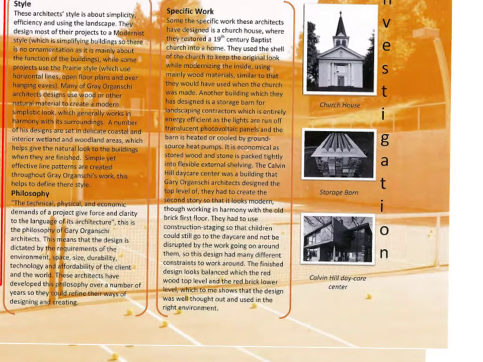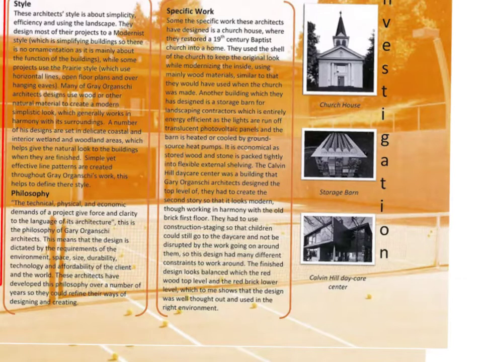Over here the student has talked about some specific works by Gray Organishi. In this case, the daycare centre, storage barn and church house. And the fundamental thing that all of these buildings have in common is that they use natural materials. Once again, that's what their influences use. And we go on to further discuss the eco-friendly heating, for example, the photovoltaic panels, and the fact that it's energy efficient. So once again, not stuffing up the environment. That's pretty important for both designers.